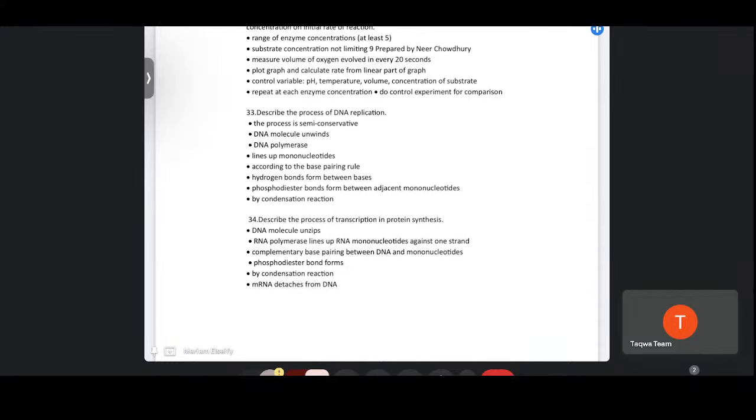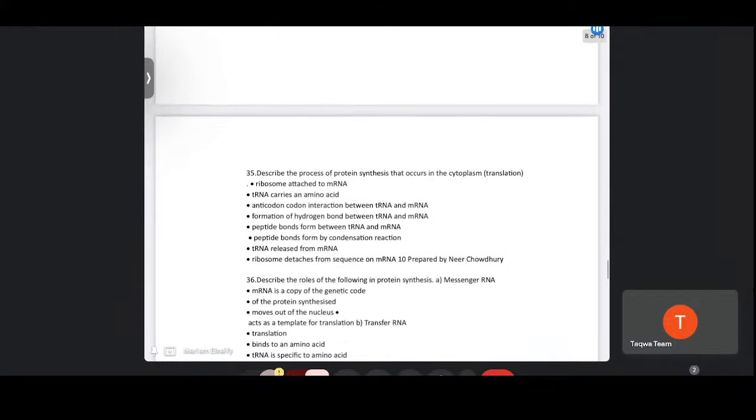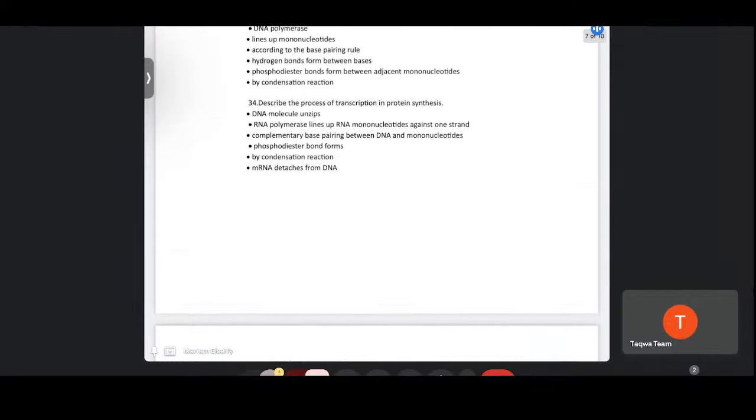Describe the process of DNA replication. The process is semi-conservative. The DNA molecule unwinds. The DNA polymerase lines up mononucleotides. According to the base pairing rule, hydrogen bonds form between bases. Phosphodiester bonds form between adjacent mononucleotides by condensation reaction.